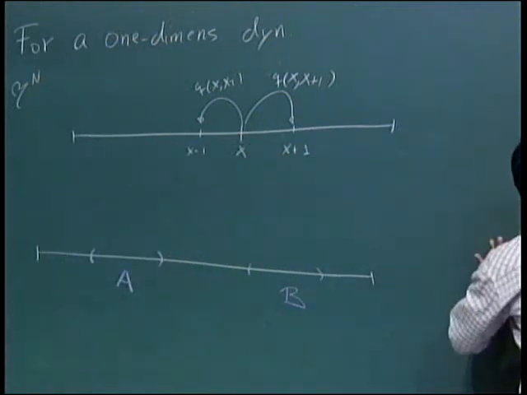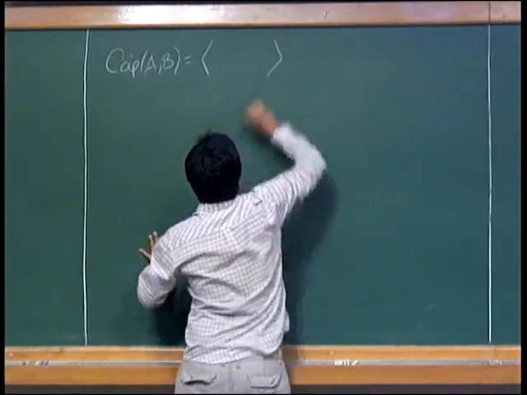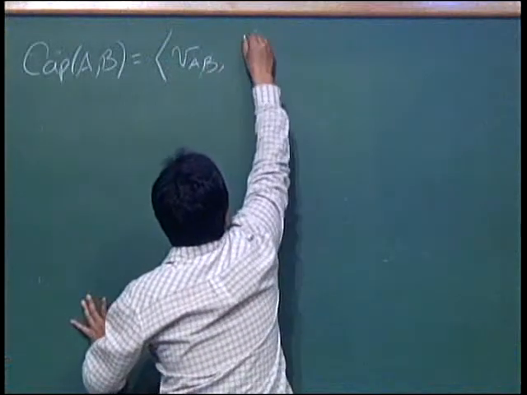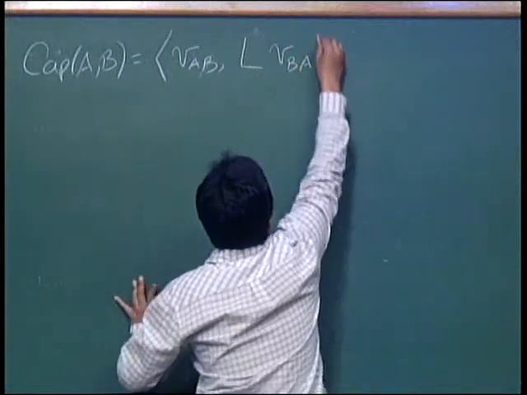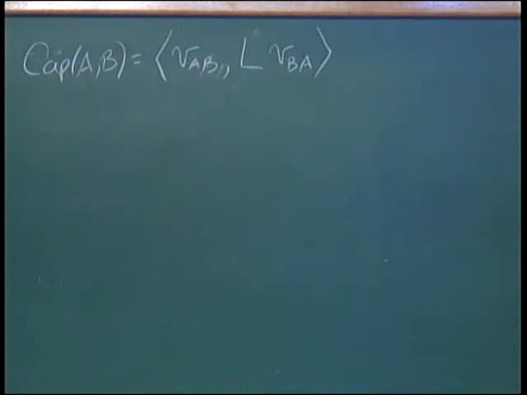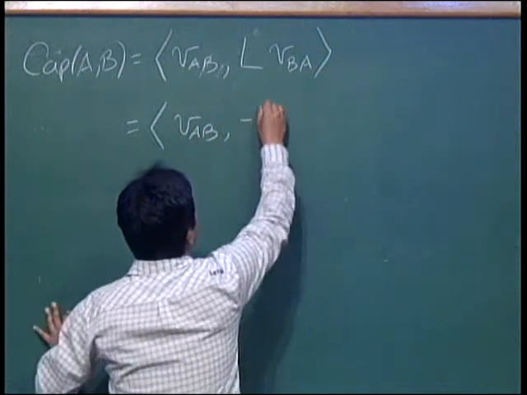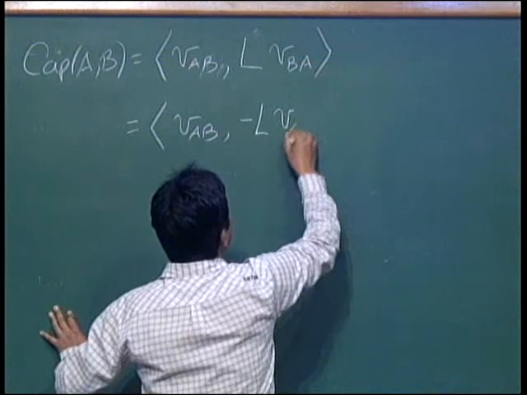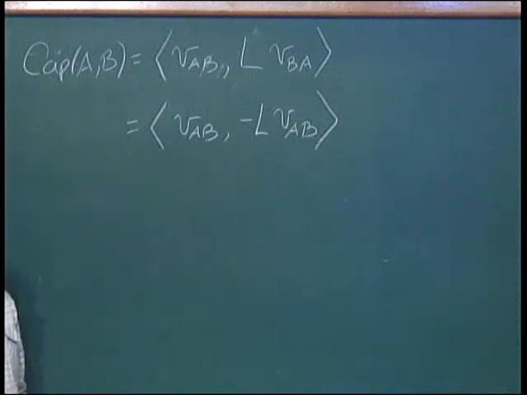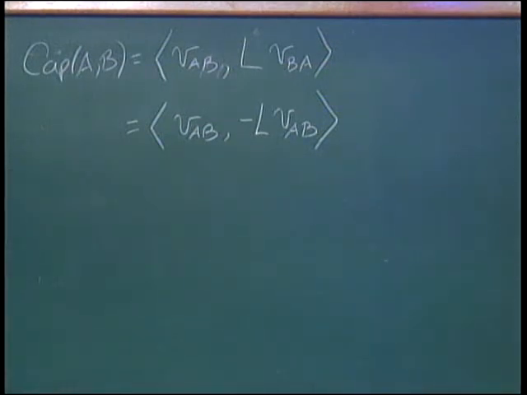So this capacity is the L2 inner product of these two functions. Okay. Good. And this is also equal to, here you can change this V_AB by V_BA. And now in the reversible case, you see here directly the inner product.